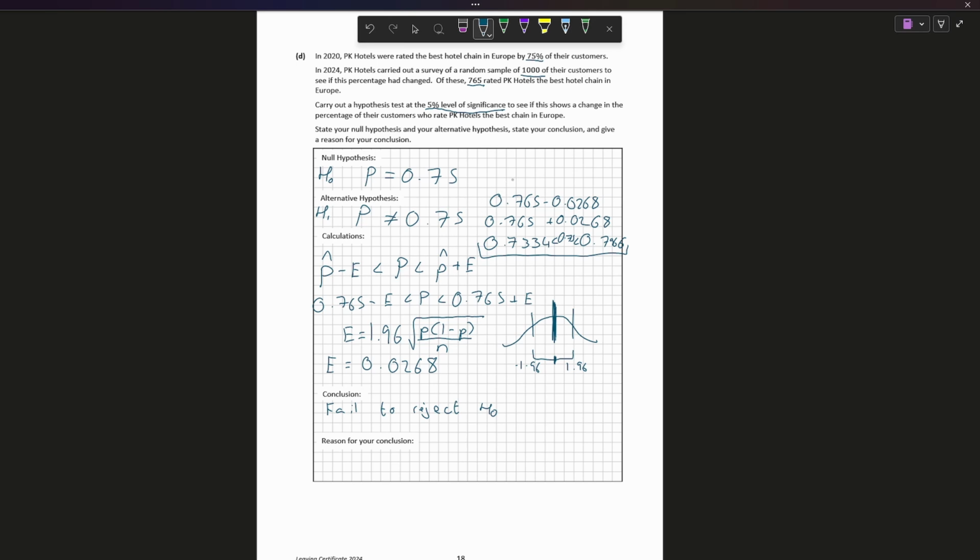Okay, so now that's it. The only thing now is to give a reason for our conclusion, which you already know as we did it: 0.75 is within the interval. Okay, so that's how it works. Hopefully this makes it a bit easier for you, and let me know if you want to see one with the means.